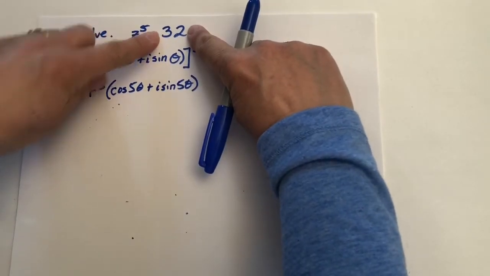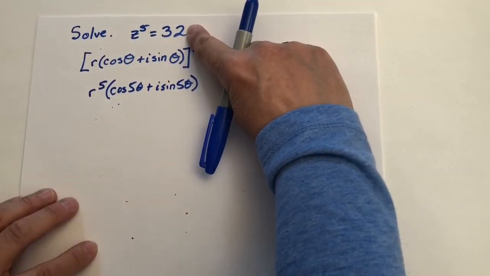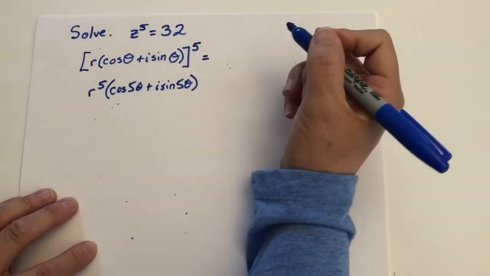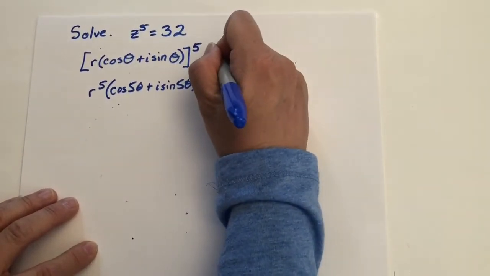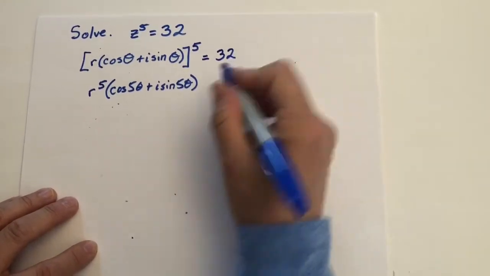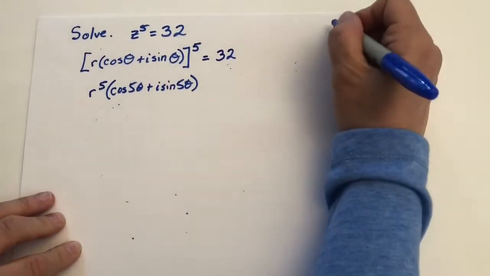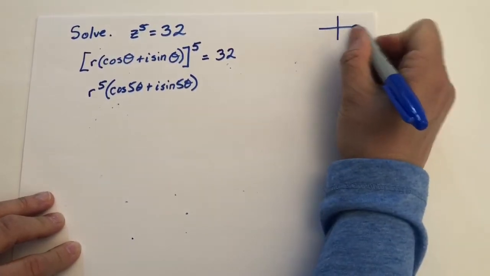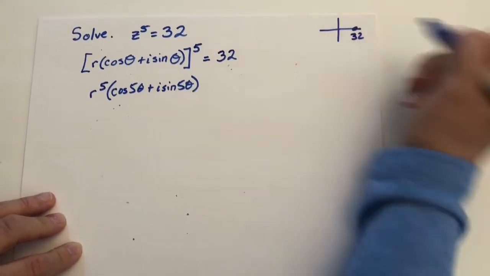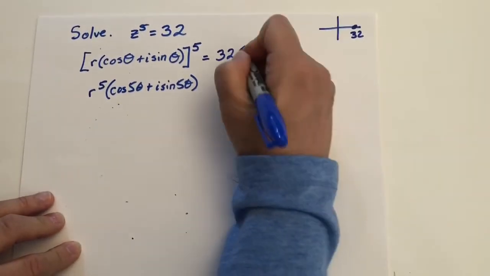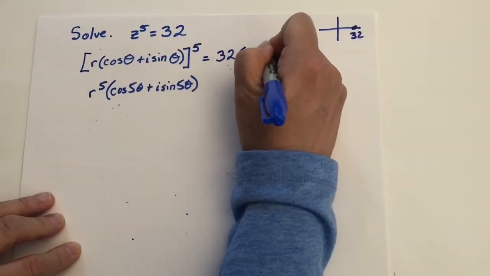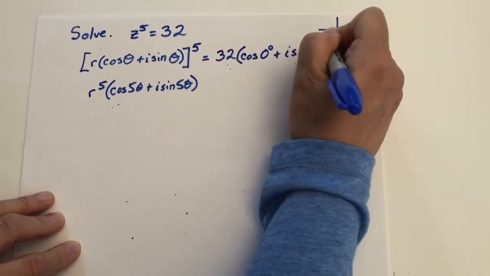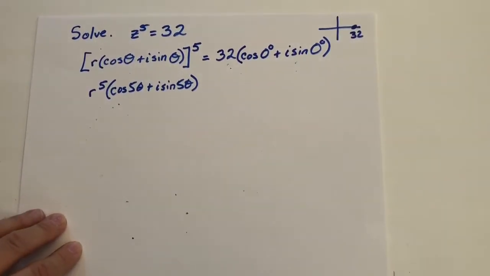I want to convert 32 to its trig form. It's a real number. We know that its magnitude is 32. And if you were to graph it, 32 is just the number over here. Its angle would then be 0. This is the number 32. So I can write it as cosine 0 degrees plus i sine 0 degrees. And I'm just going to work in degrees in this problem. You could work in radians.